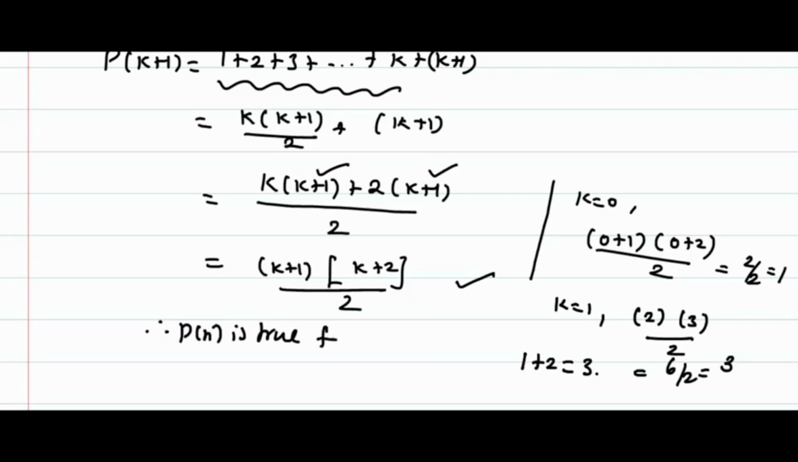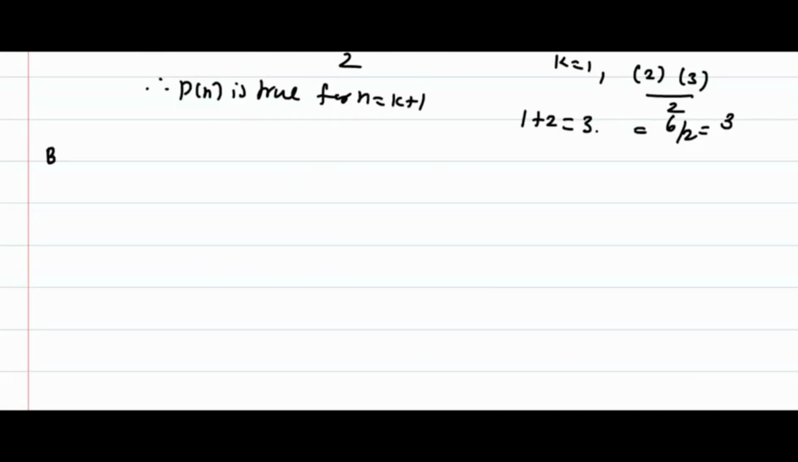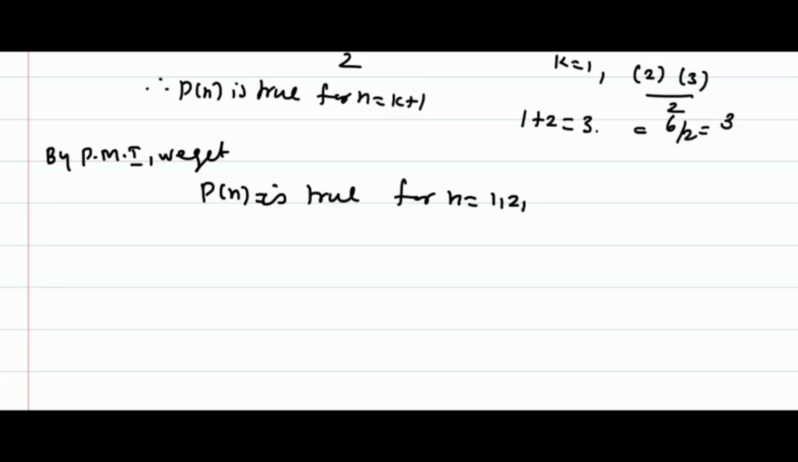Therefore P of n is true for n equal to k plus 1. By using the principle of mathematical induction method, we get that P of n is true for all n equal to 1, 2, 3, and so on, the set of all natural numbers. Which means the given series is true by using the principle of mathematical induction method.